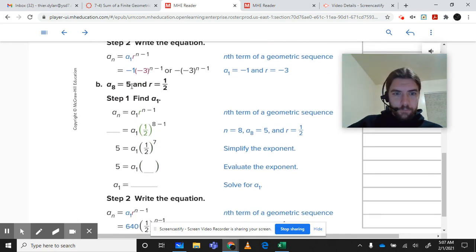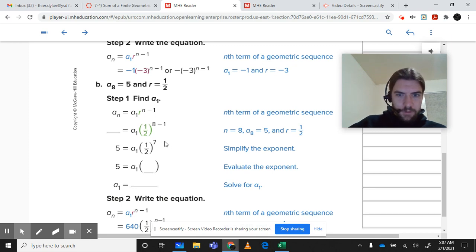For B, they've told us that A8 is 5 and R is 1/2. So we can fill in the R of 1/2 in the equation. We can put in our 8 up here for n because we've been given information about the 8th term, and we can put in a 5 over here for the actual value of that 8th term, right? A sub 8, which is what we're looking for, would go right here. So that would be that 5. So the 8th term is the first term times 1/2 taken 7 times, 7 steps of 1/2. So 5 equals A1 times 1/2 to the 7th.